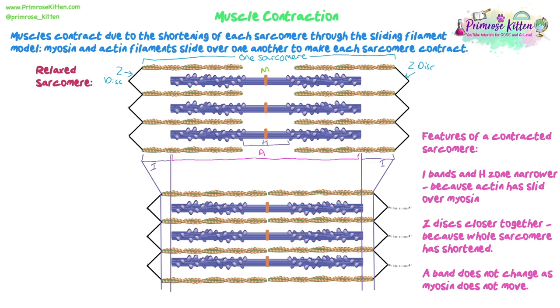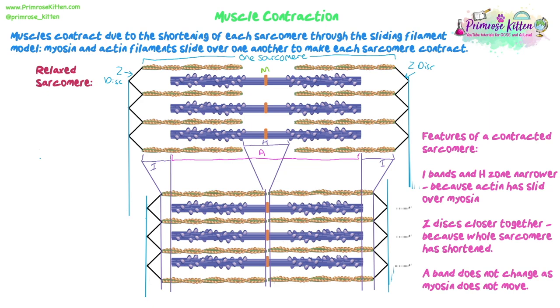So the first thing is to look at the I bands. The I bands have become narrower. Remember, that's the light band, the region that just contains the actin, and it would be either side of the Z disc. And also the H zone has become narrower. So that zone in the middle that was myosin only has now shrunk very, very small because the actin has moved over it. So we've got narrower I bands and a narrower H zone that have been caused by the actin sliding over the myosin.